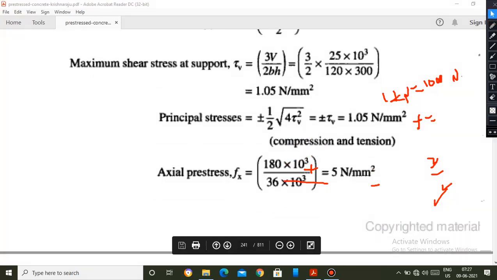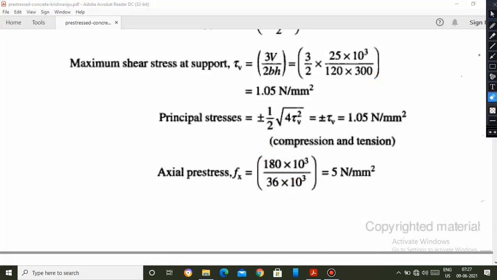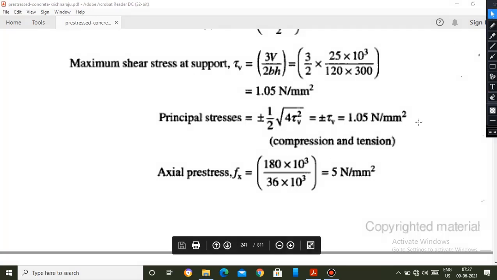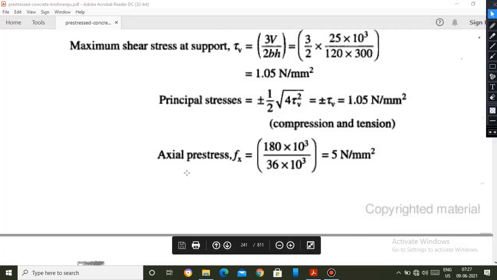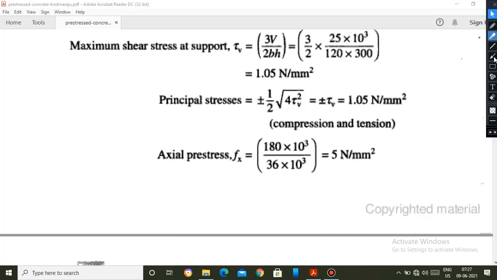And if you observe here, next we have to calculate the maximum and minimum principal stresses with the consideration of the axial pre-stress. That means with consideration of the horizontal pre-stress. The axial pre-stress effects in the horizontal direction. This is your pre-stressed concrete member.